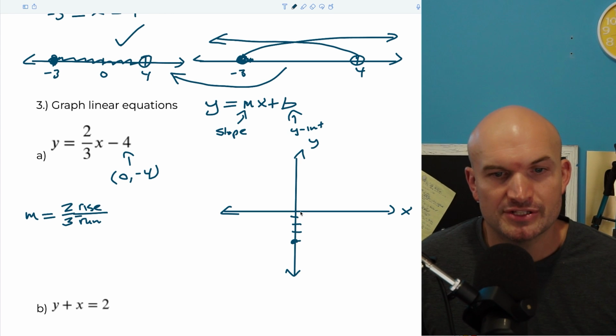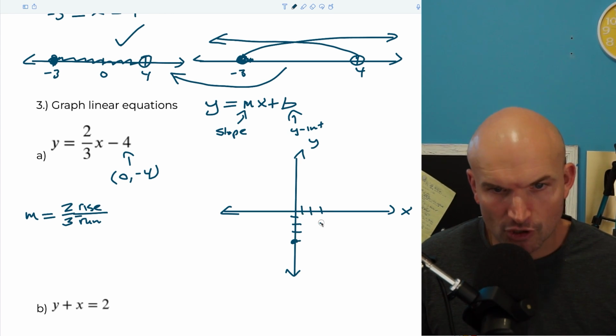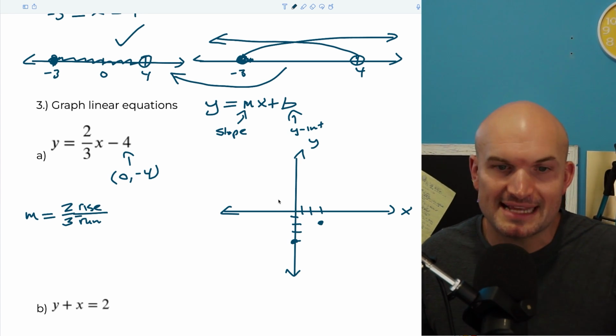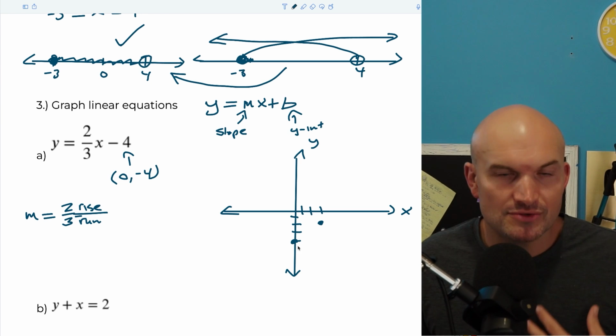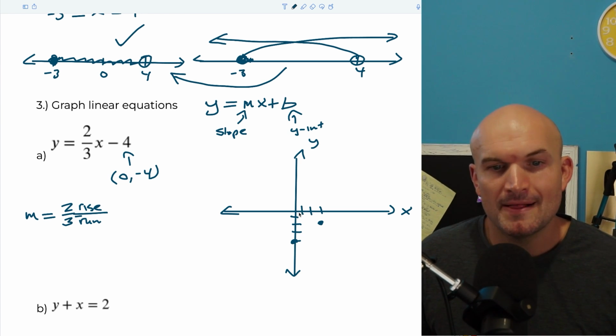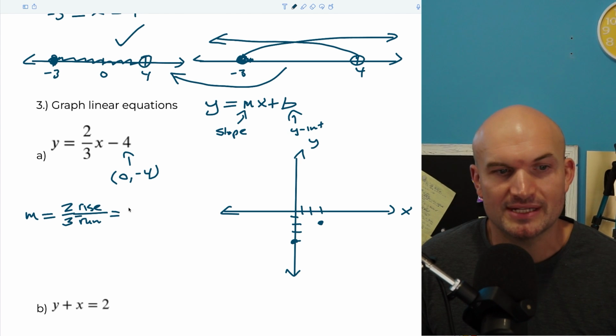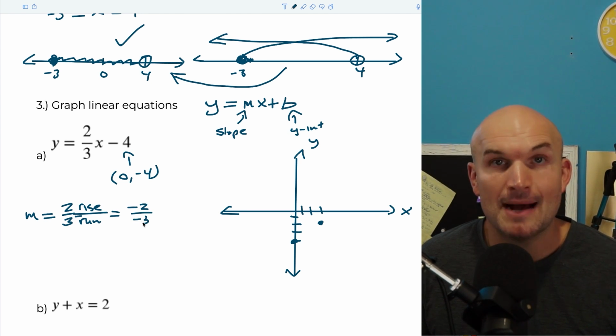So we go up 2 and then to the right 3. 1, 2, 3. Now the cool thing about graphing a linear line is you only need 2 points, right? Because this relationship remains the same between any 2 points. It's also important to remember that you can go to the right, but you could also do it in the opposite direction, right?